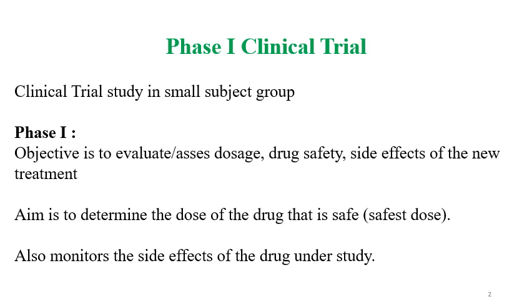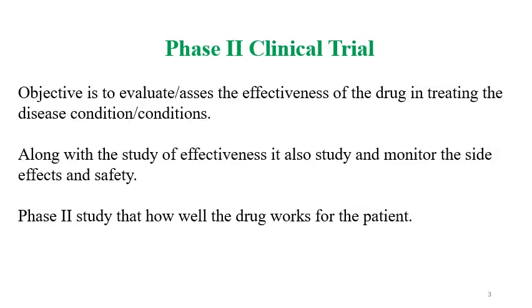Now this video is mainly related to the phase 2 clinical trials. Once you have successful phase 1 studies, then you go for the phase 2 clinical trials. The objective of the phase 2 clinical trial is to evaluate and assess the effectiveness of the drug in the treatment. So whether the drug is effective for the disease conditions or the disorders or not, that is the main objective of phase 2 trials. Along with the study of effectiveness, the phase 2 clinical trials also study and monitor the side effects. Also, it considers the safety.